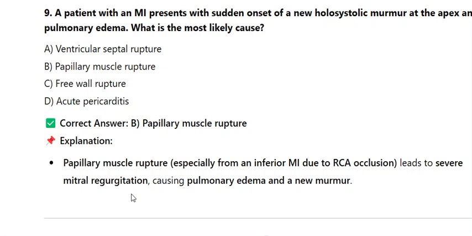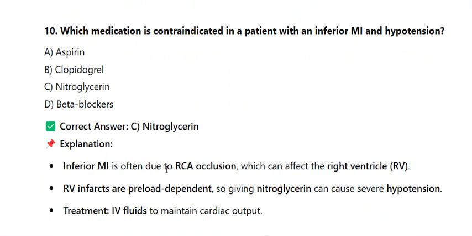10. Which medication is contraindicated in a patient with an inferior MI and hypotension? A. Aspirin. B. Clopidogrel. C. Nitroglycerin. D. Beta blockers. Correct answer C. Nitroglycerin. Explanation: inferior MI is often due to RCA occlusion, which can affect the right ventricle, RV. RV infarcts are preload dependent, so giving nitroglycerin can cause severe hypotension. Treatment: IV fluids to maintain cardiac output.